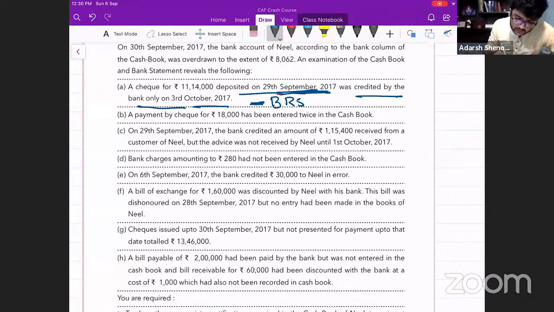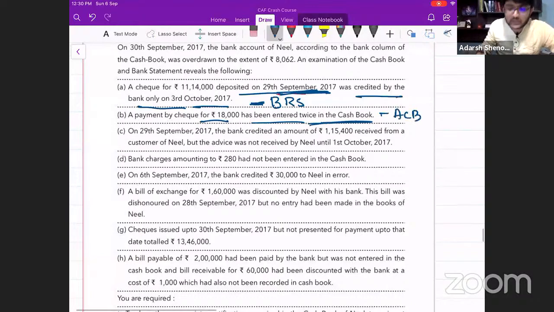A payment by check for 18,000 has been entered twice in the cash book. Where will this be recorded? Will this come in the adjusted cash book, amended cash book, or adjusted cash book? Yes, sir, it will come in the adjusted cash book. Which side will it come? You have credited twice, it seems, right? You have payment. That means you've credited it 2 times. Now what should you do? You have to debit it. How many times you have to debit it? Once. You have to debit it once in the adjusted cash book.